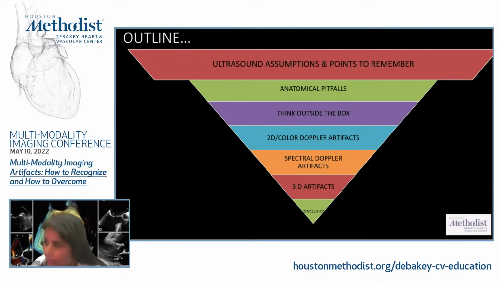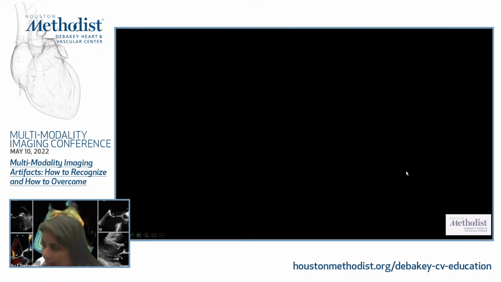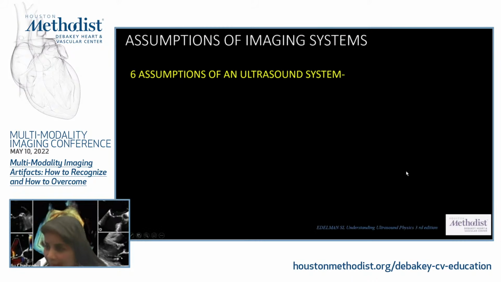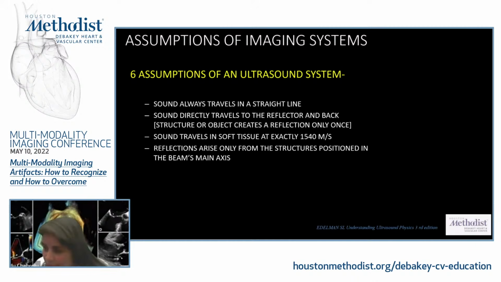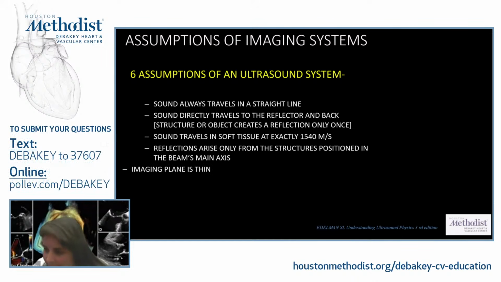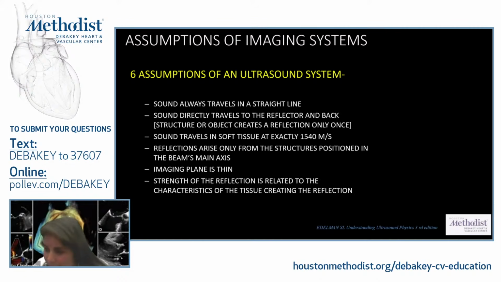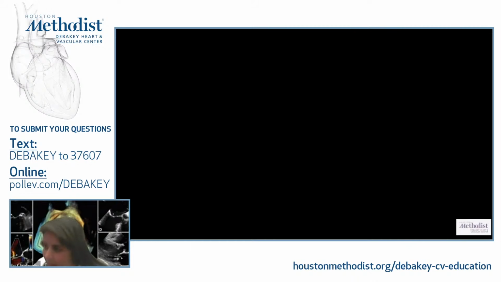Let's move on quickly to the ultrasound assumptions we make. First of all, we always think that sound travels in a straight line. Second, we think that sound travels directly to the reflector and comes back, creating a reflection only once. Third, sound travels in soft tissue at exactly 1540 meters per second. We also assume that reflections arise only from structures in the beam's main axis, that the imaging plane is thin, and that the strength of the reflection is related to the characteristics of the tissues creating the reflection.